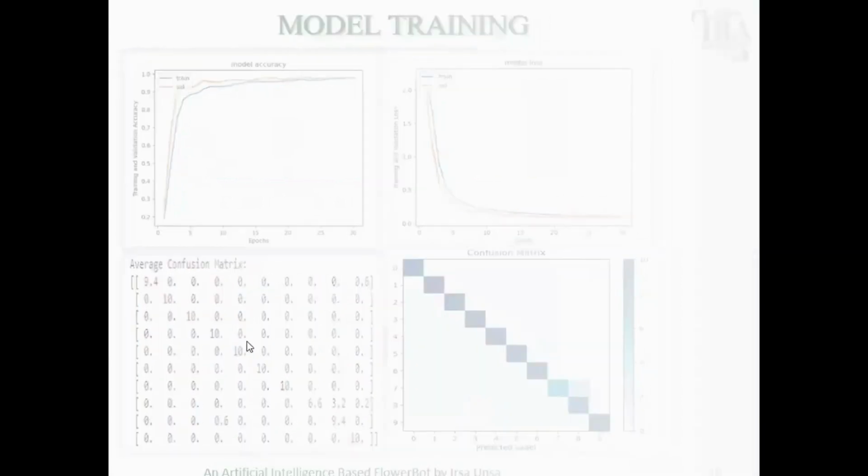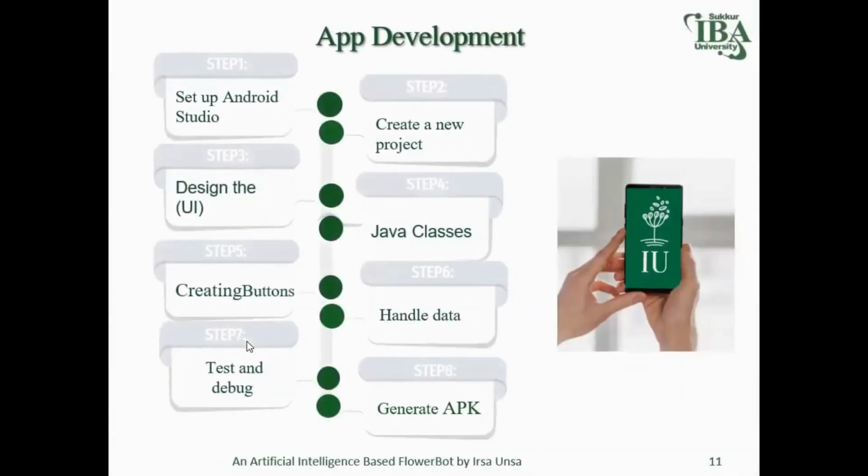Then we have the Android app development. So here's the most important part of our project, which is basically app development. We use Android Studio software for creating our own app. We named it FlowerBot.